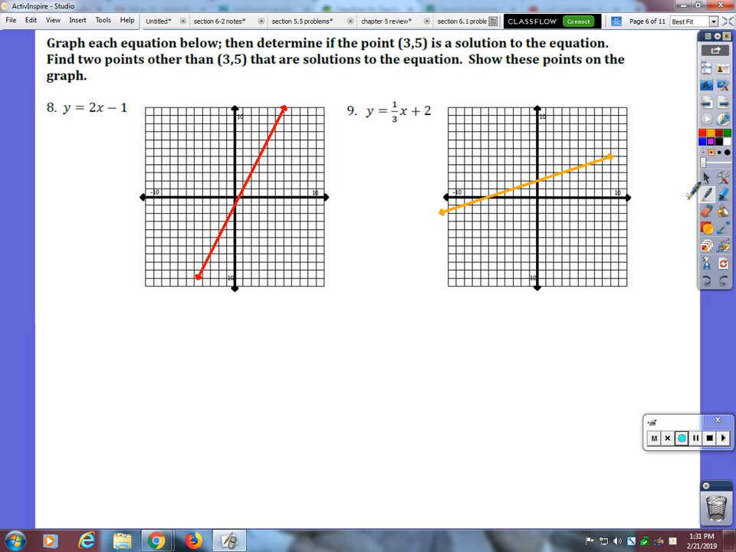Okay, that's good. So determine whether point 3, 5 is the solution to the equation. So if I go over onto this graph and I go over 1, 2, 3, and then up 1, 2, 3, 4, 5, am I on the graph? Yes. So that means that 3, 5 is a solution to that equation. If I plugged in 3 for x, 2 times 3 is 6, 6 minus 1 is 5. Okay? What's another point that's a solution to that equation?